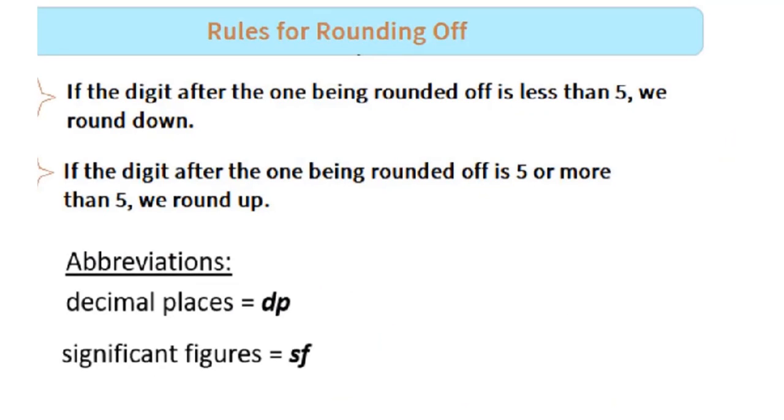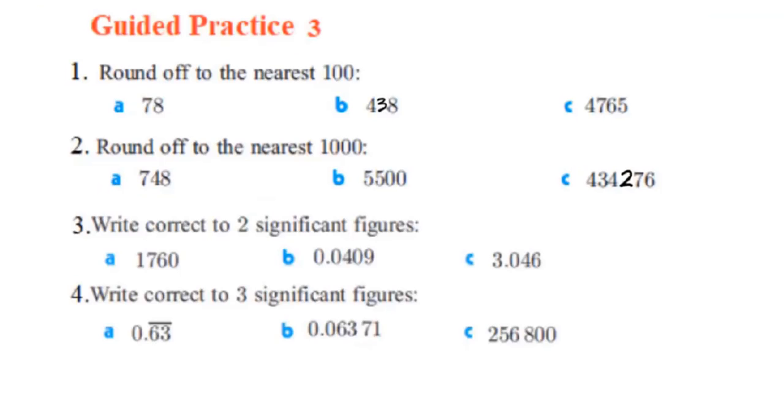Let's talk about rules for rounding off. If the digit after the one being rounded off is less than 5, we round down. If the digit after the one being rounded off is 5 or more than 5, we round up. In IB Math, DP stands for decimal places. SF stands for significant figures. Now let's go to guided practice 3 about rounding problems and significant figures.